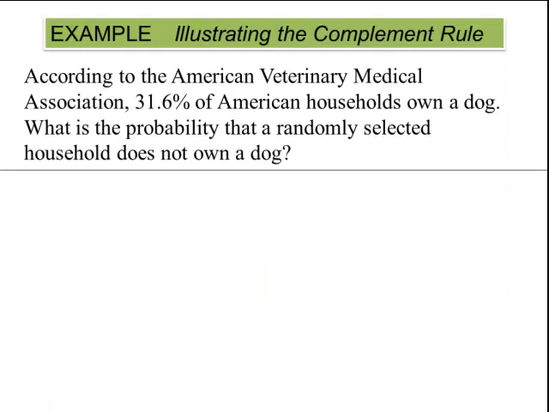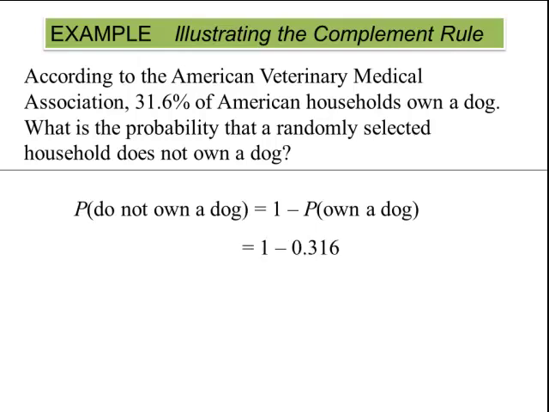According to the American Veterinary Medical Association, 31.6% of American households own a dog. What's the probability that a randomly selected household does not own a dog? So we're going to approach this by using the complement rule. Probability of do not own a dog is equal to 1 minus the probability of owning a dog. So that would be 1 minus 0.316, which is 0.684.